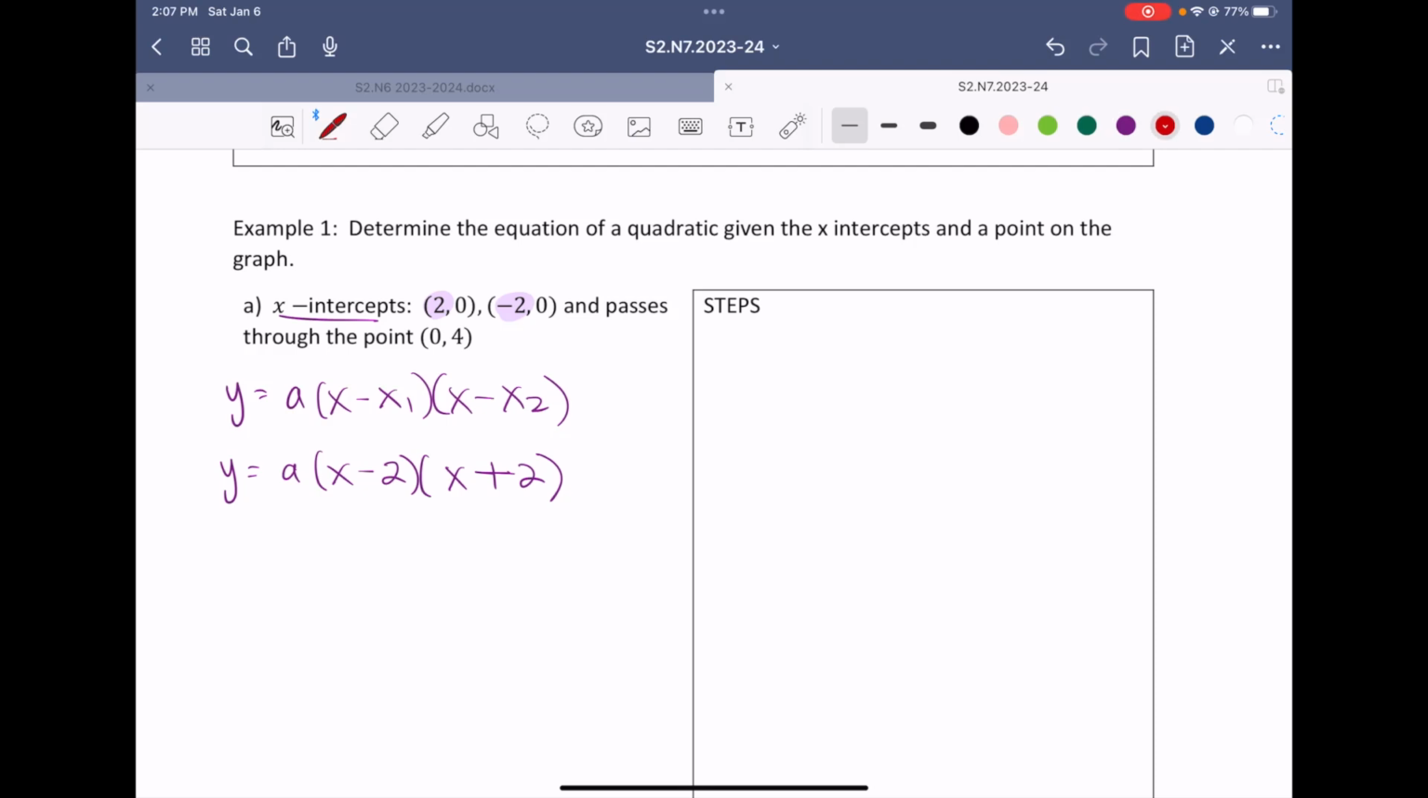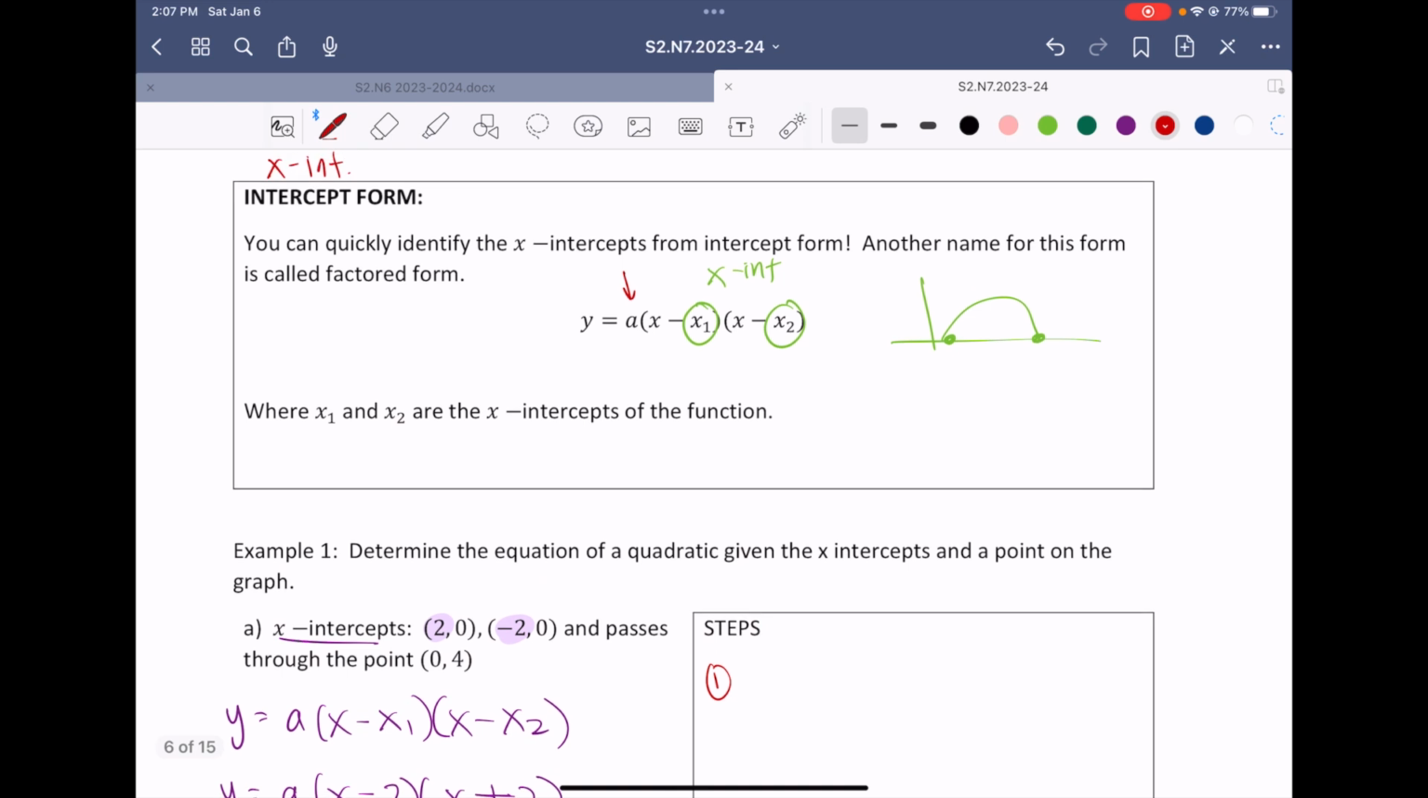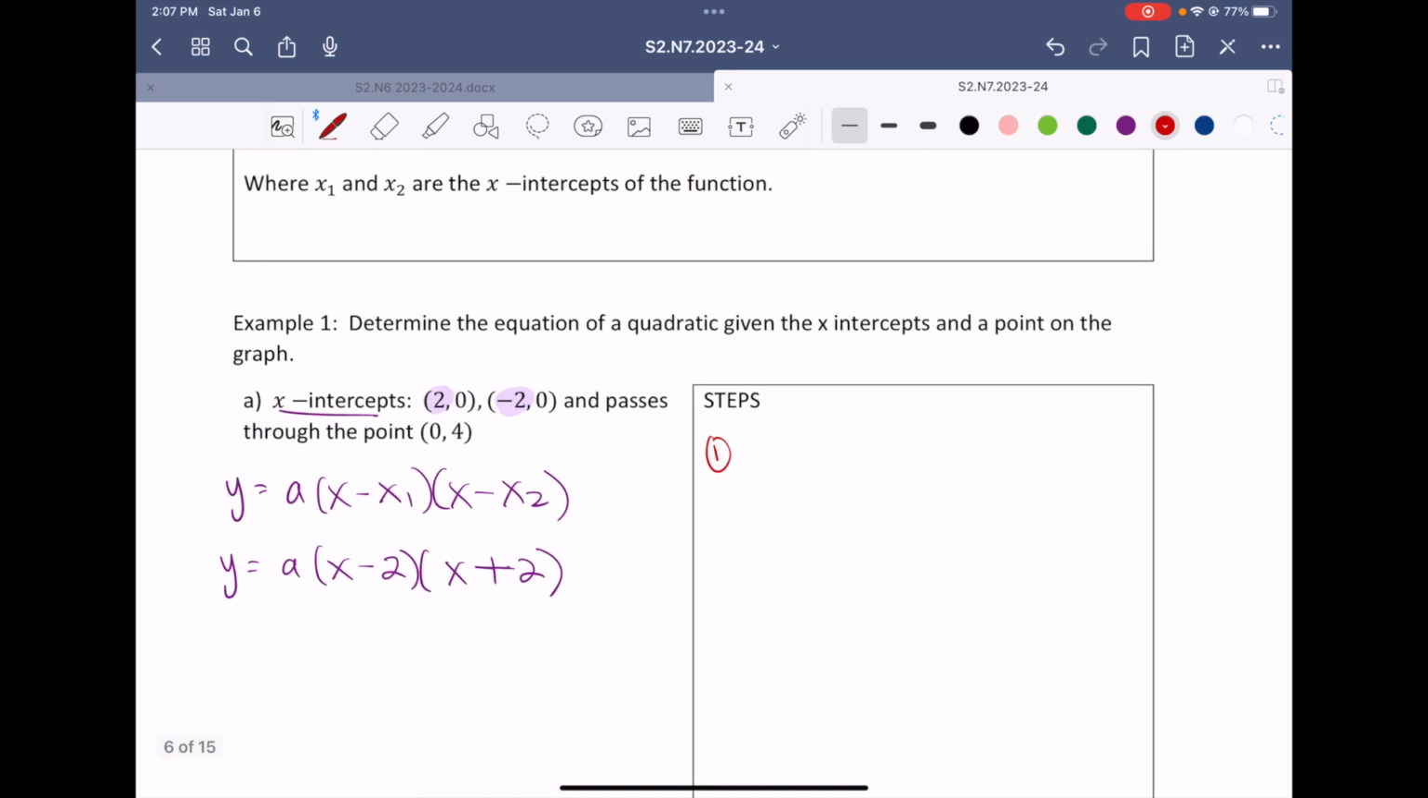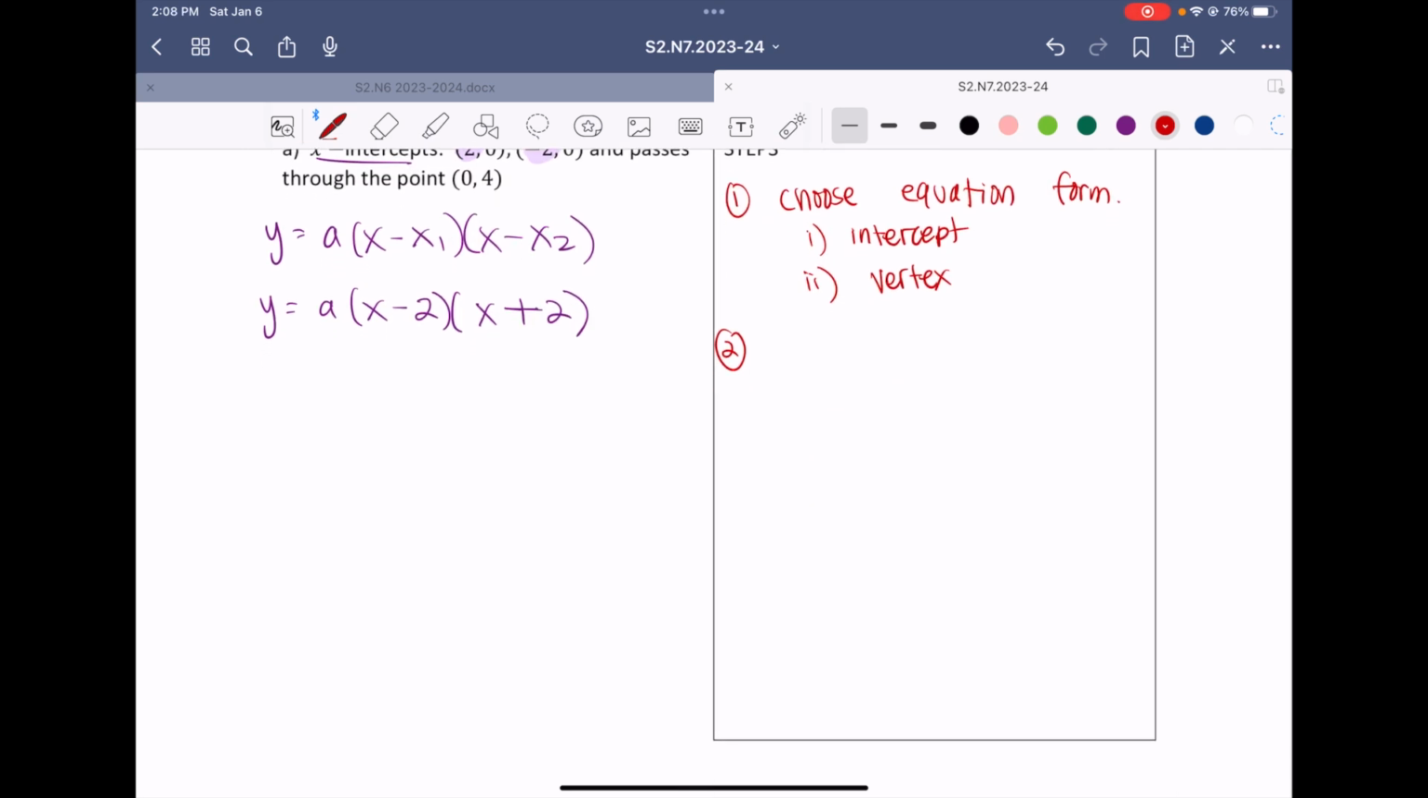So if we were to list steps on what to do, the very first thing we do is we need to choose the form, choose the equation. The two you'll have to choose from are intercept form, which is this one, or vertex form. Step 2, we need to plug in your extra point to find the missing variable that we don't know, which is a. And then at the very end, we're going to finalize, I guess, or rewrite our equation.